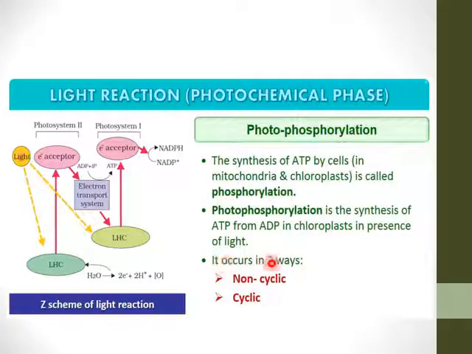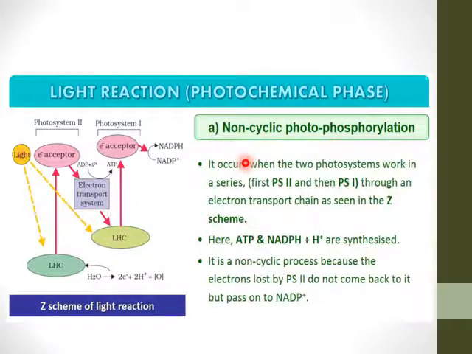It occurs in two ways. Number one is non-cyclic and another is cyclic. So first we will discuss the non-cyclic photophosphorylation. It occurs when two photosystems work in series. First, that is PS2 followed by PS1 through an electron transport chain as seen in the Z scheme. Here ATP and NADPH are synthesized.